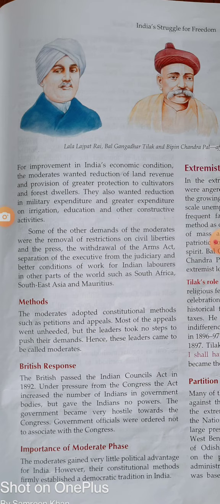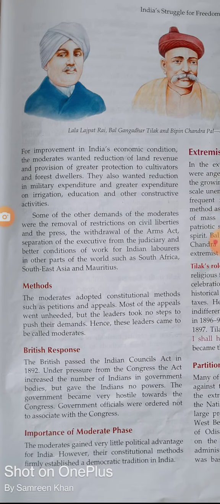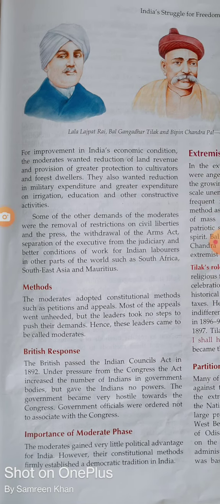They also wanted reduction in military expenditure and greater expenditure on irrigation, education, and other constructive activities. Now, some of the other demands of the moderates were the removal of restrictions on civil liberties and the press. Because I told you already that Indians were clearly told that they are not going to criticize any of the British policies, but they wanted to remove that right also.